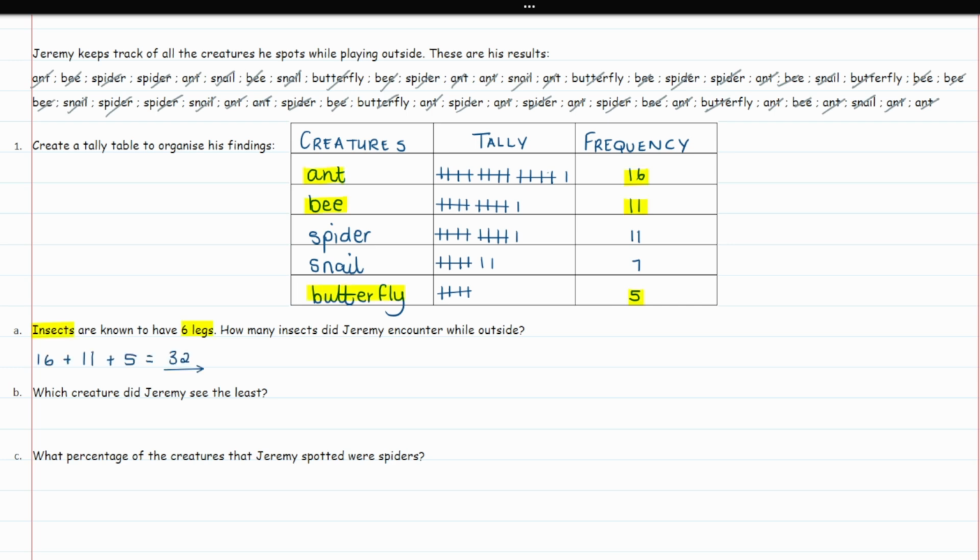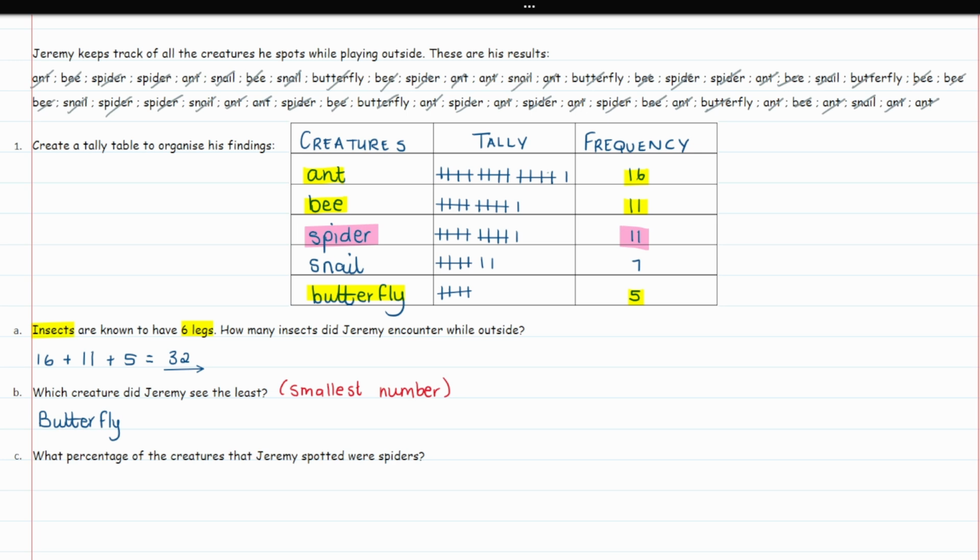Question B asks which creature Jeremy saw the least. This is asking for the smallest number. I can see that butterfly is the smallest value in my frequency column, which means that butterfly is the correct answer.